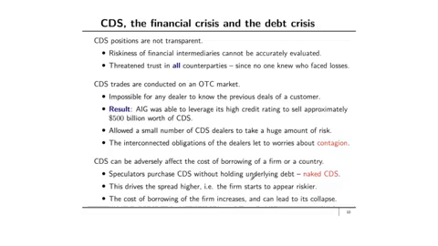CDS were traded on an OTC market, and because of that, it was impossible for any dealer to know what previous deals a customer had made, resulting in situations where some dealers could make lots of CDS deals without putting up enough collateral. So AIG was able to leverage its high credit rating to sell approximately $500 billion worth of CDSs without putting up enough collateral. Because it was in the OTC market and because these trades were opaque, it allowed a small number of CDS traders to take on huge amounts of risk. And it also allowed them to be very severely interconnected in terms of their obligations. And as a result of this interconnectedness, the dealers led to worries about contagion.